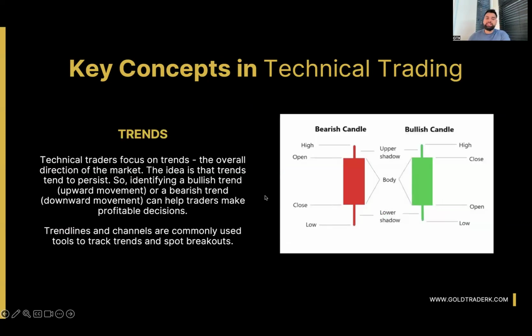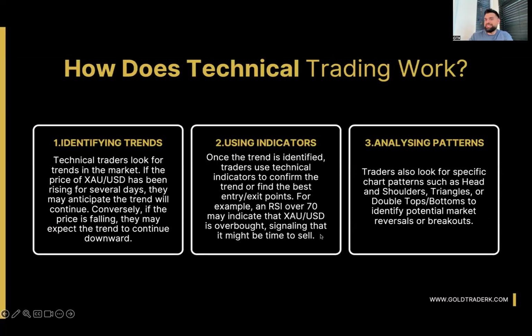Trends. Technical traders focus on trends, the overall direction of the market. The idea is that trends tend to persist. So identifying a bullish trend, which is upward movement, or a bearish trend, which is downward movement, can help traders make profitable decisions. Trend lines and channels are commonly used tools to track trends and spot breakouts. This is something that you can see as a bearish candle. This is something that you can see as a bullish candle. This is the high, low, open, and close, and the opposite on the bearish one: high, open, close, and low.